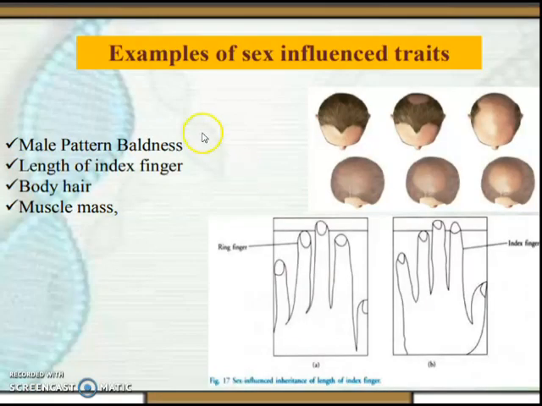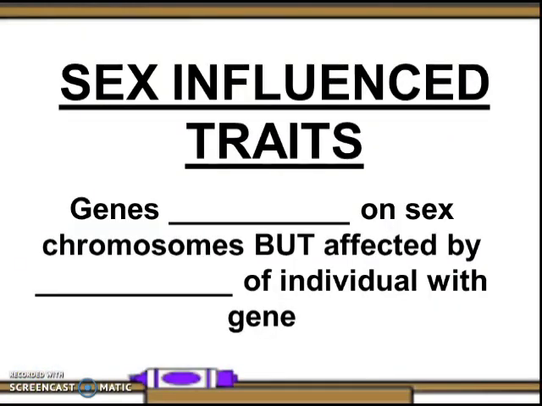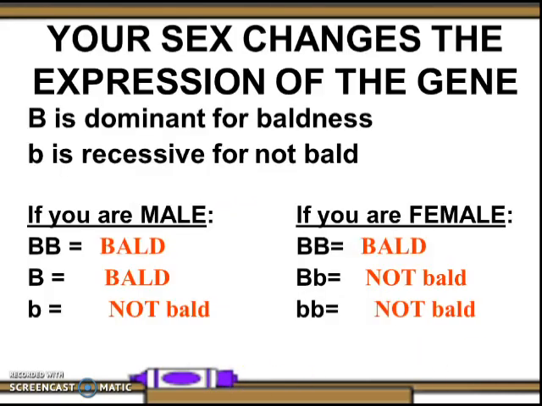Here are other examples of sex-influenced traits that include male pattern baldness, length of index finger, body hair, and muscle mass. Influenced traits are genes not carried on the sex chromosome but affected by the sex of the individual with the gene, where sex changes the expression of the gene. Big B is the dominant allele for baldness and small b is the recessive allele for not bald. The combination of alleles for pattern baldness will lead to different phenotypic expressions depending on the sex of the individual.